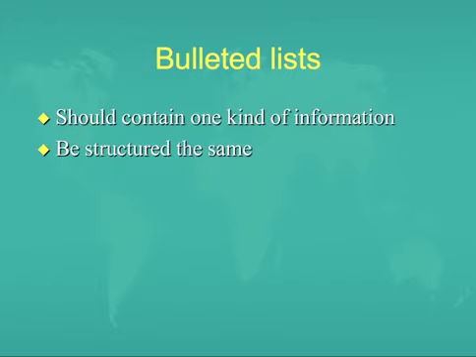Bulleted lists have to have one kind of information. For example, if you're listing things people can do, you can't in the middle of a list start listing things they can't do. Okay, that's two different kinds of information. Or to think of it one way, you can't start listing animals and halfway through the list start listing plants, right? It's confusing to the reader. So you need to make sure that your list includes only one kind of information.